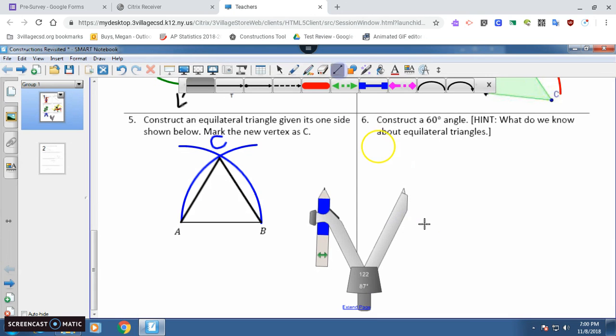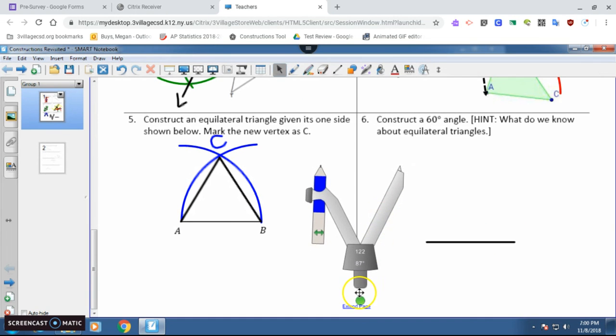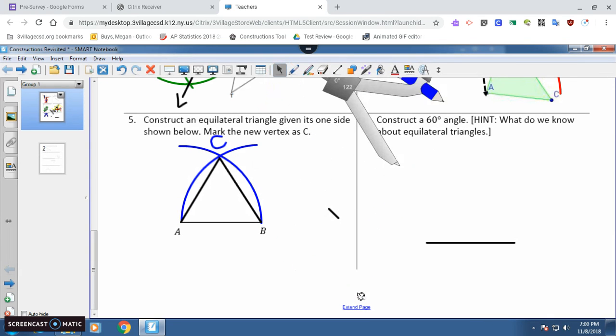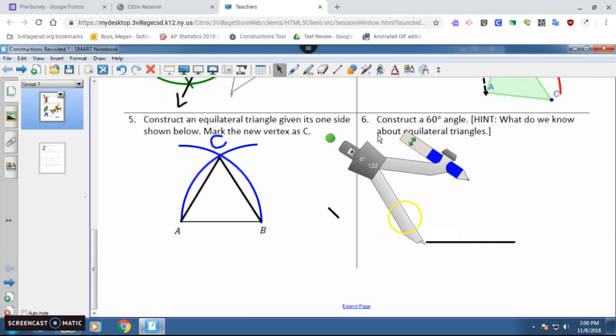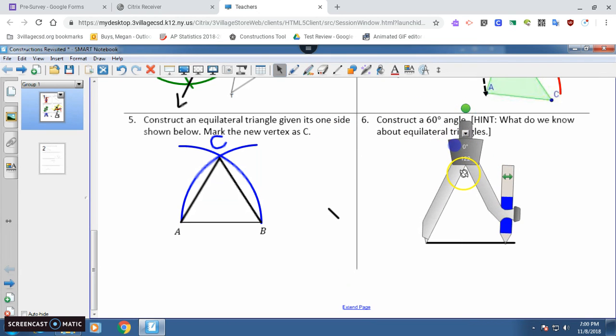Even if one's not given to us, we can make a side. And you can make the side as large or as small as you want, just so that it's comfortable for your compass. But you can make it any size because you can have equilateral triangles that differ in size. We've seen it before. Not all equilateral triangles are congruent. All their angles are congruent, so we know that angle isn't enough to prove that we have congruent shapes. But it is going to help us get that 60-degree angle.